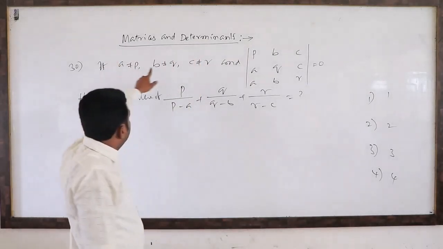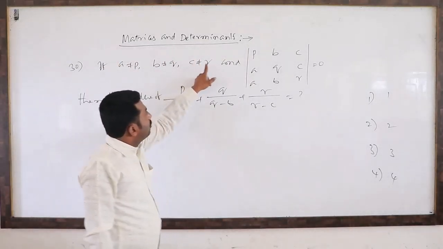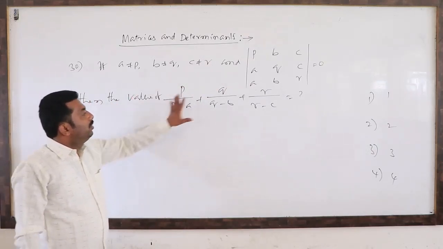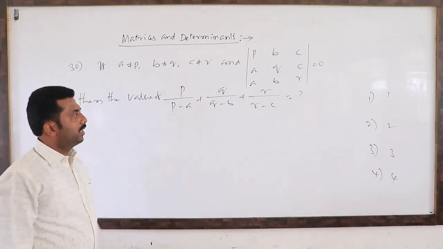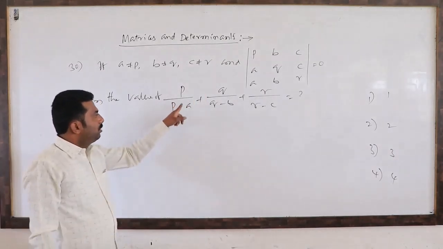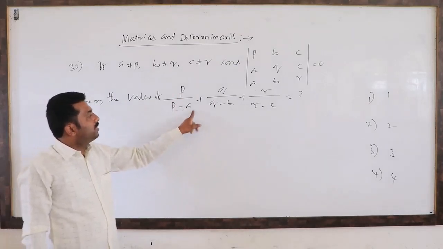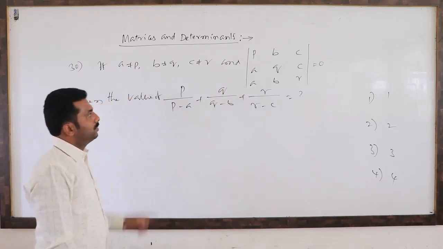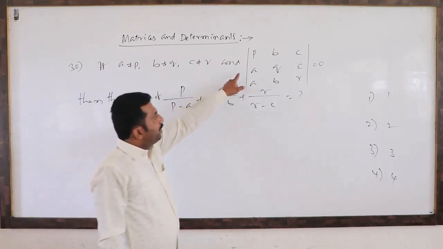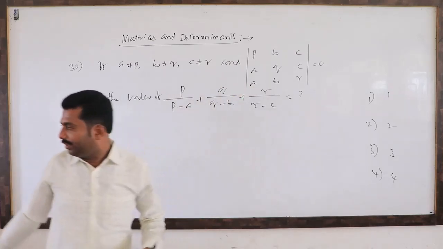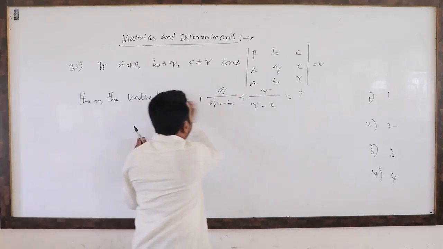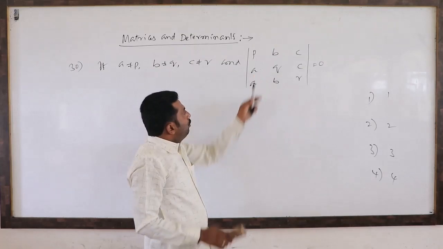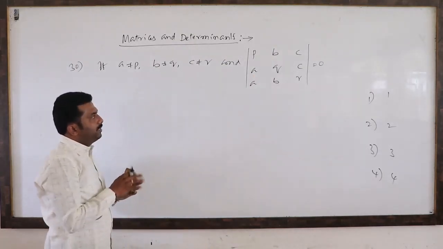Question 38. If A is not equal to P, B is not equal to Q, C is not equal to R, then that determinant equals 0. Then the value of this expression they are asking in the question. Options are also given like that. Once you observe this expression, P minus A, Q minus B, R minus C, these types of terms, how will you get them here? See, if you observe this determinant, how will you get P minus A, Q minus B, R minus C here?